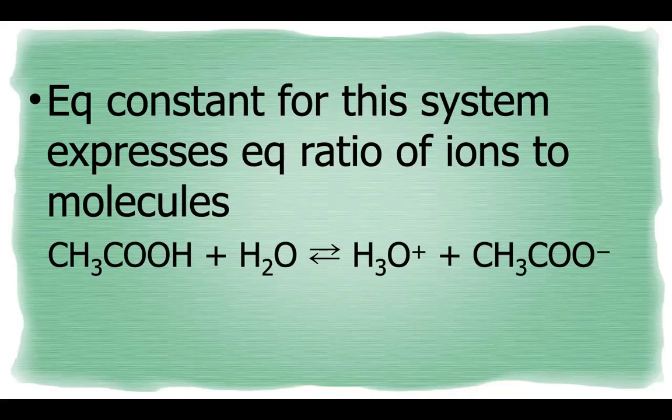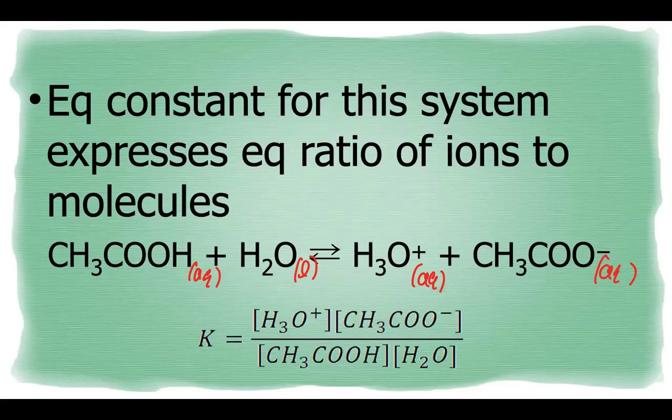It is helpful to note that the water in this example is a liquid, so it is not included in the equilibrium expression. So again, we've got products over reactants. So that becomes K equals hydronium times acetate over acetic acid, and then this becomes 1 because it's a liquid.